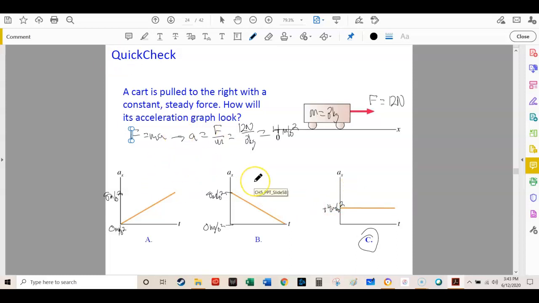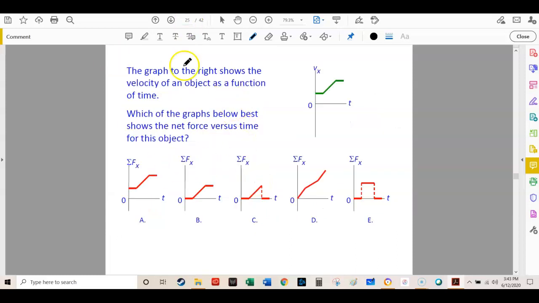And there you go. Here's a velocity versus time graph. Which of these force versus time graphs match this velocity versus time graph? So what do you think? Okay.